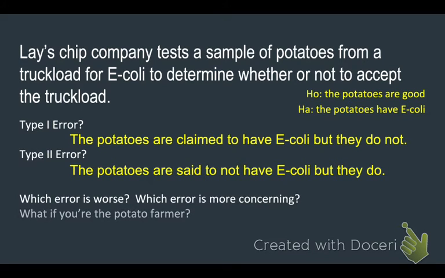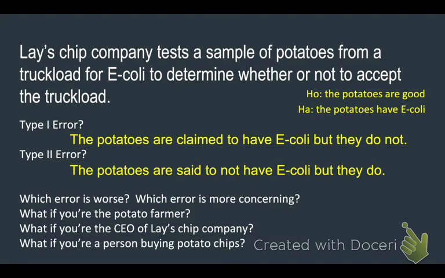So which error is worse? Which error is more concerning? If you're the potato farmer, you're probably more worried about the type 1 error, because you have a whole good batch of potatoes but they're rejecting it, so you lose all that money. If you were the CEO of Lay's Chip Company, you're probably more concerned with a type 2 error, because a lot of money would go into a lawsuit for selling potato chips with E. coli. If you're the person buying the potato chips, probably again concerned with type 2 error.